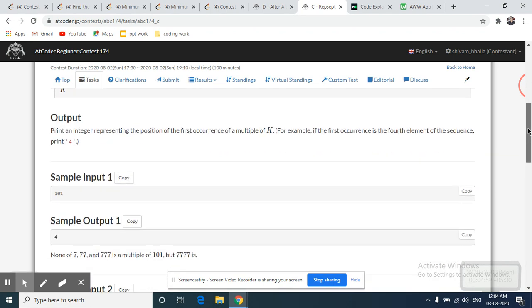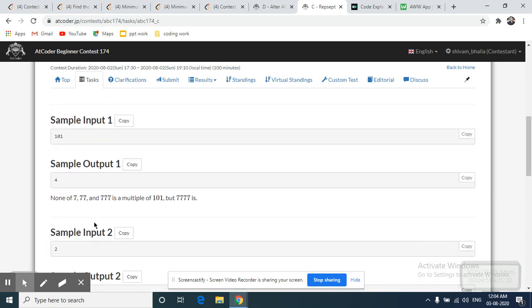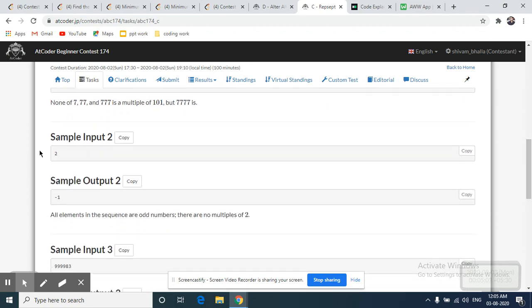Now you can observe from this example, you write down the sequence 7, 77, 777, 7777. Now 4 times 7, that is 7777, is a multiple of 101, and thus the answer is 4, because the fourth number is a multiple of 101. Else, if your input is 2, then as you can see, if you write down all these numbers, there is no single number which is divisible by 2, and thus the answer is minus 1.